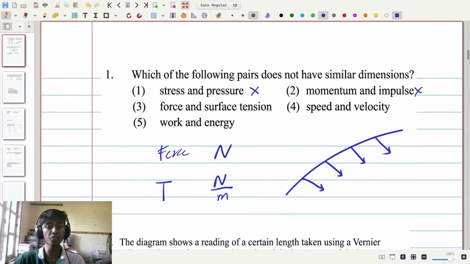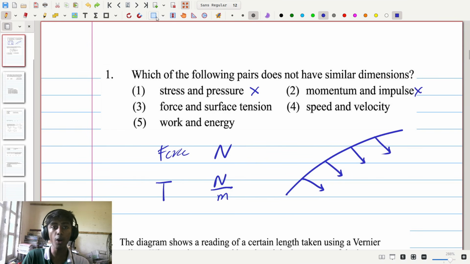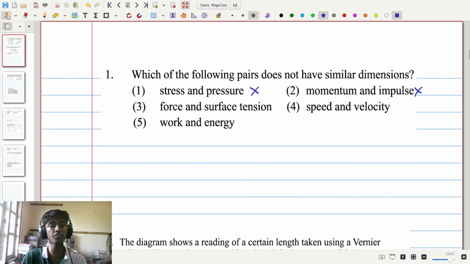Now since these two units are not equal, as one of them has a factor of 1 over meters, we can see since the units are not equal, the dimensions must also not be equal, and therefore force and surface tension don't have the same dimensions, which means it's the correct answer for this question. So we can say the answer here is answer number 3.